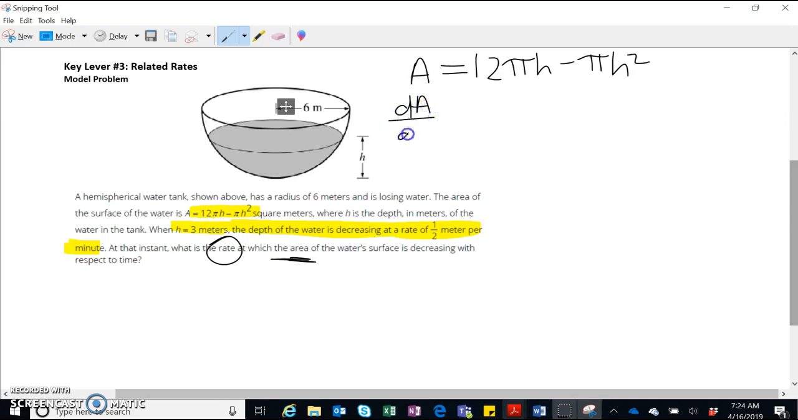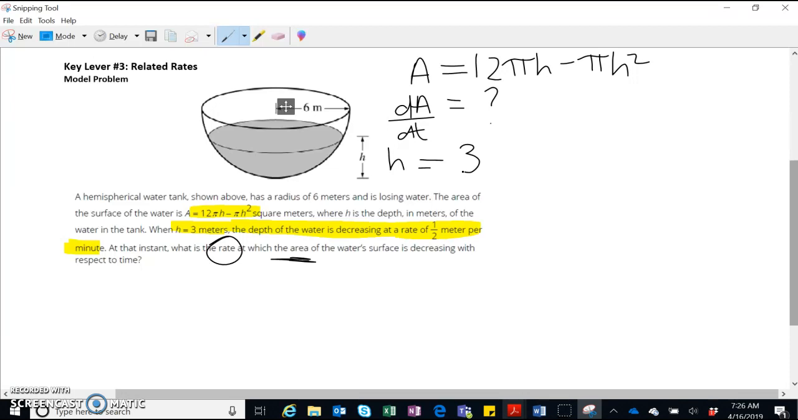We've looked at this in some format in our implicit differentiation conversations. That's asking for dA over dt. Some other stuff I know is that, if we go back to the problem, we're also noticing here that h is defined for us as 3, and then there's this other quantity of 1/2 that I need to figure out a name for. The 1/2 is measured in meters per minute, and the verbal description says that the depth of the water is decreasing at that rate.